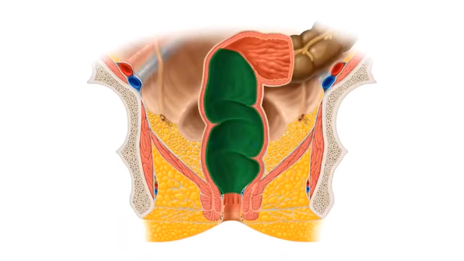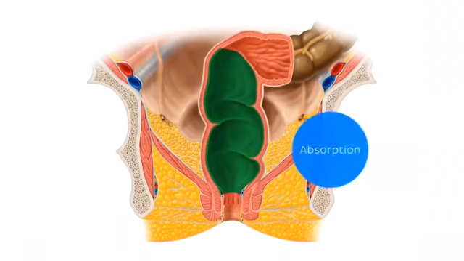Similar to the colon, the rectum is responsible for absorption and absorbs electrolytes, that is sodium, potassium, and chloride, as feces pass through. And you can see the electrolytes moving out into the rest of the body in this little animation.